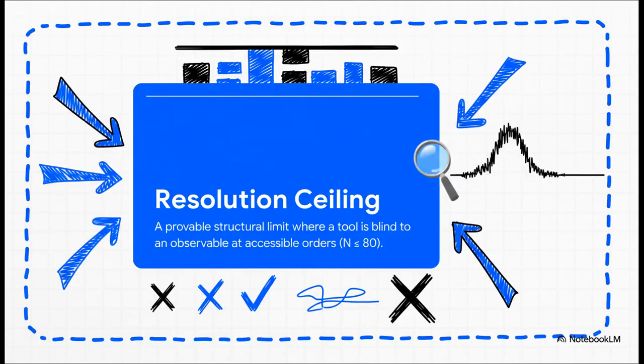And that brings us to the formal verdict of paper 24. This conformal engine has what the author calls a resolution ceiling for this one specific observable. It's not a bug, it's not an error, it is a provable structural limit. At the orders we can access, the tools simply cannot resolve this particular signal.